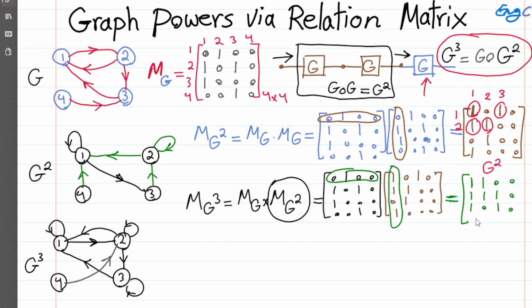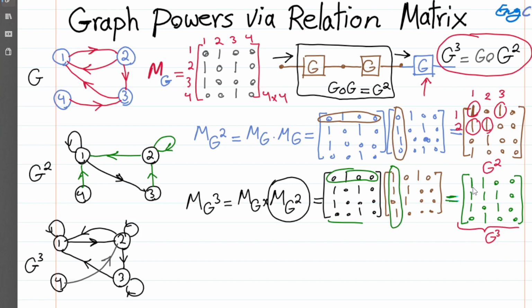And the last row, the fourth row and the first column, you're going to get 0. And then the fourth row and the second column, 1. And finally, the fourth row and the third column, 0 and 0. So this is the matrix representation for G cubed.